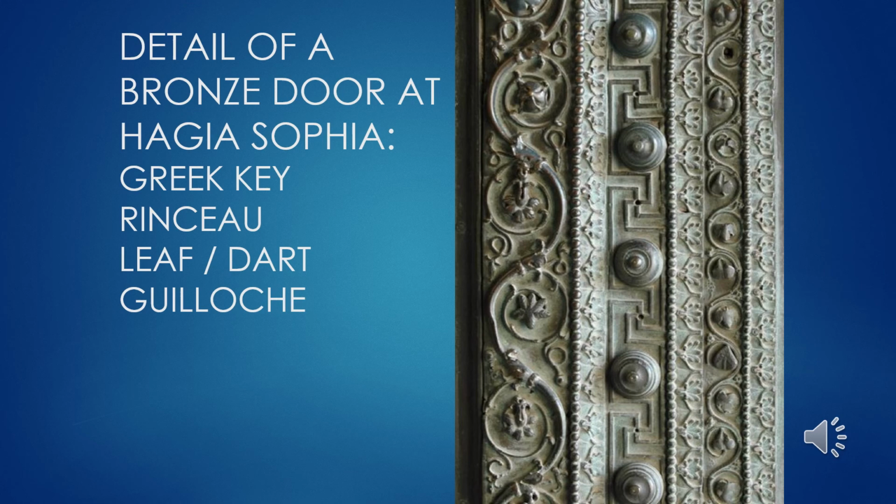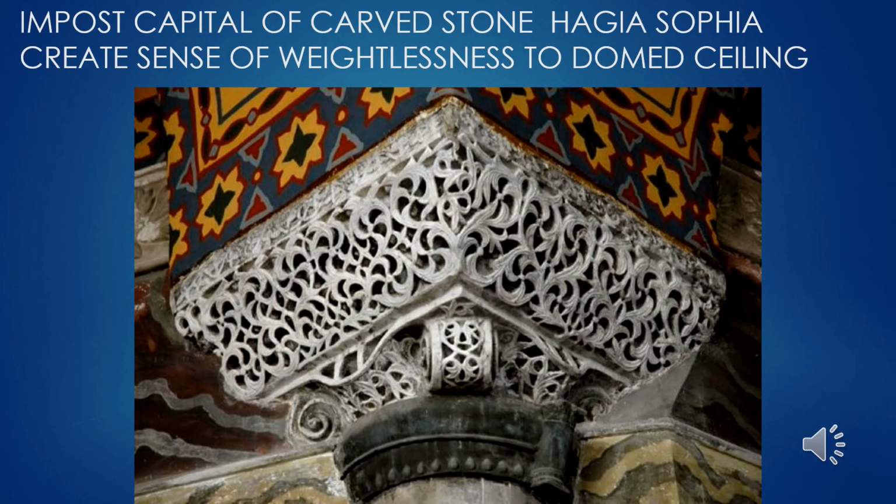Note the fact that they're still using Greek classical motifs in the adornment of Hagia Sophia. So we see the Greek key and some of the leaf and dart borders and so forth that were used since antiquity. There's also the use of the impost capitals, which are creating that sense of weightlessness and that theme of heaven and earth. So again, the lower part of the sanctuary would be earth, and then it lifts up into that golden ceiling with all those Byzantine mosaics in gold for the theme of heaven.